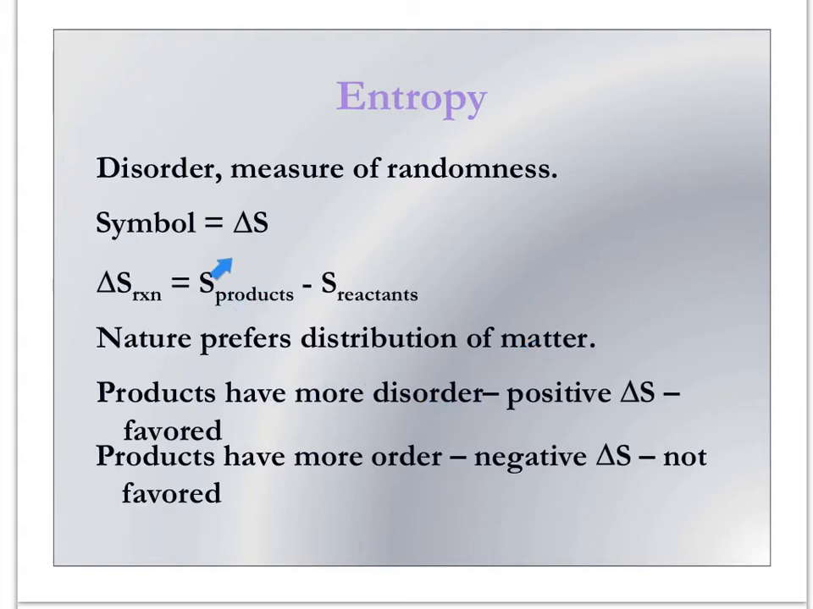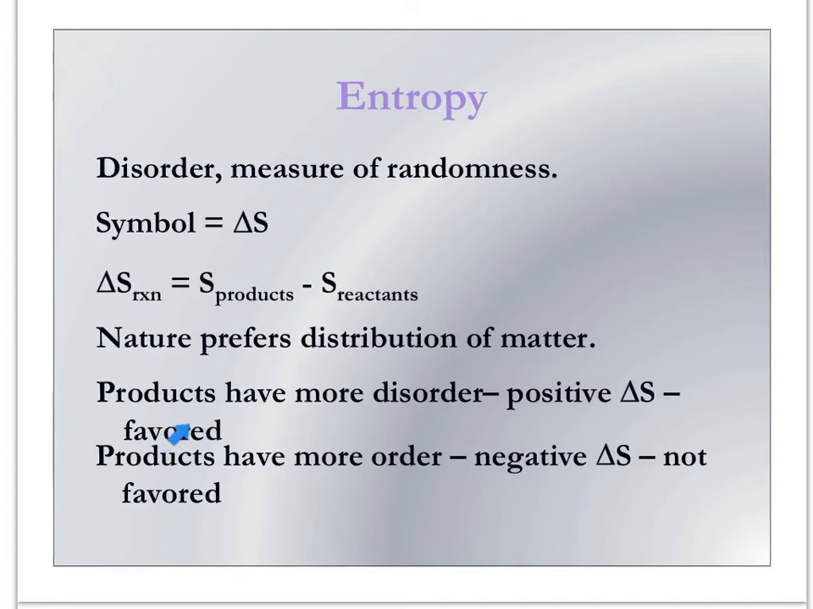Now, if the products have more disorder than the reactants, then as you do S of products minus S of reactants to get delta S of the reaction, if we're saying more disorder or entropy in the products, then this number is bigger than this number, so your delta S of the reaction would be positive. So when your delta S is positive, that is favored.